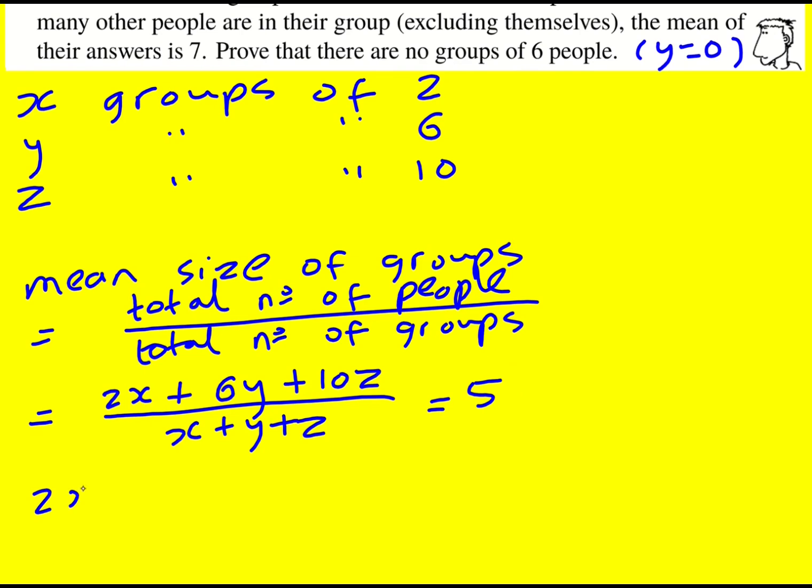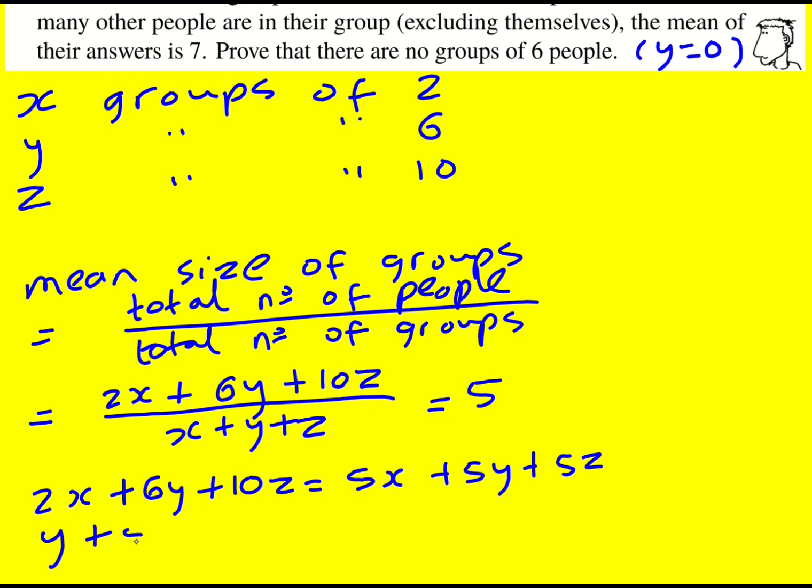I can multiply through, so 2X plus 6Y plus 10Z is going to equal 5X plus 5Y plus 5Z. And therefore, Y plus 5Z is going to equal 3X. I've minus 2X from both sides, and then I've minus 5Y and 5Z from both sides. I've just kept everything positive. Let's just put a box around that. It's going to be useful at some point.